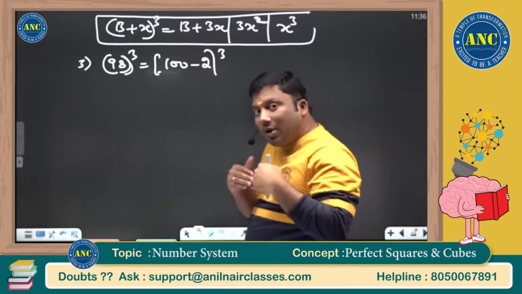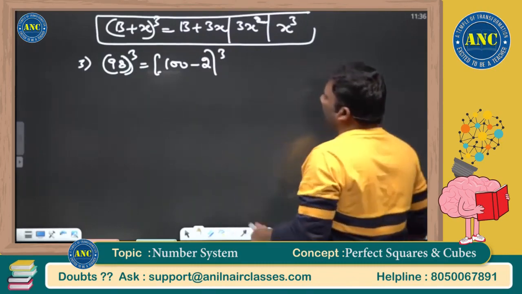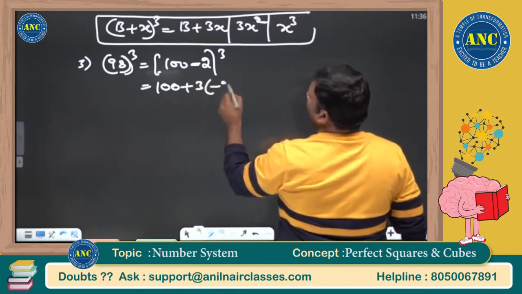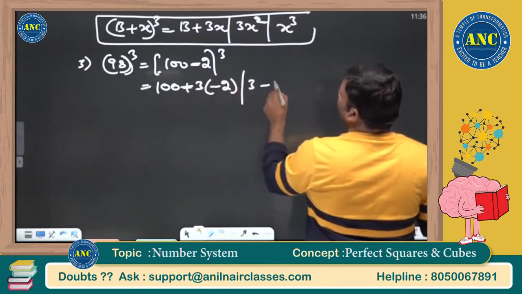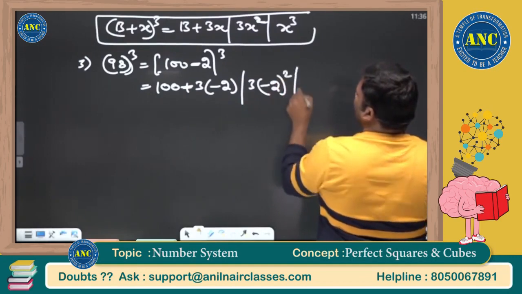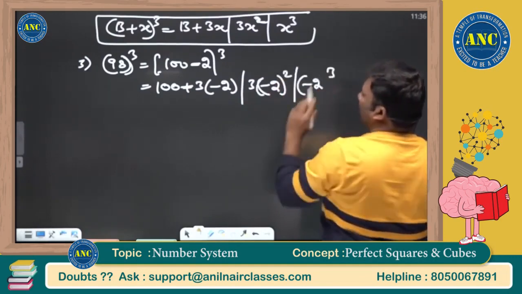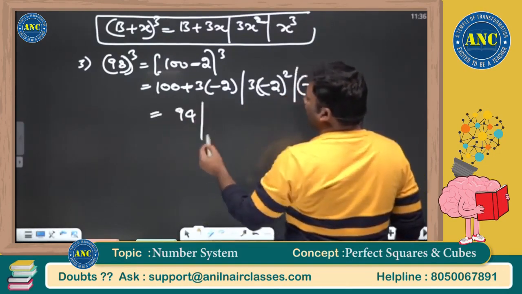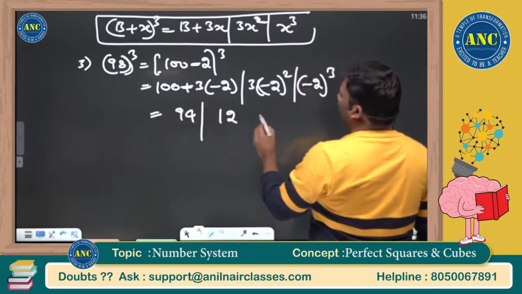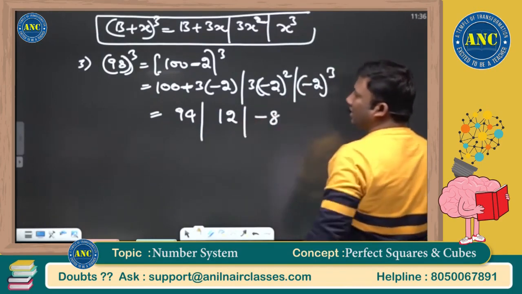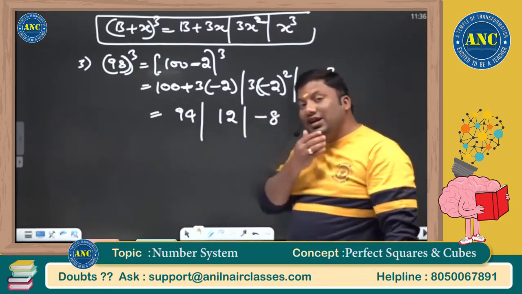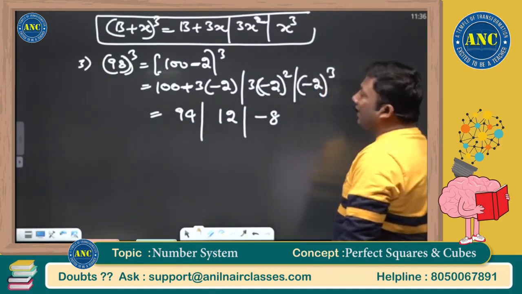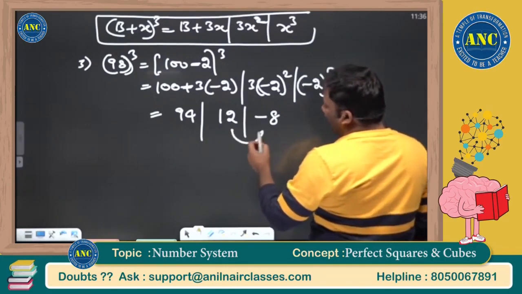So in the previous problems we did plus 2. Now we will do minus 2. These are nothing but b plus 3x, 3x square and x cube. 100 minus 6 is 94. 4 3s are 12. Minus 2 cube is minus 8. Now in this case we got minus 8. If I cube a positive number, I will not get a negative number. So I will take a carry.